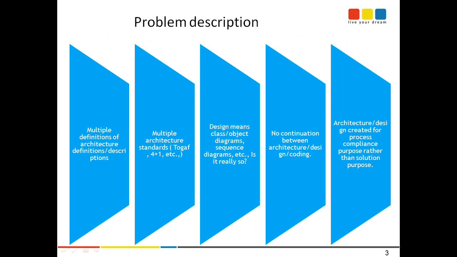Okay, multiple architecture standards, so that is fundamentally problem number 2. So what are the standards we're talking about? TOGAF is one of the standards, right? There are so many standards that fundamentally exist. So which one should you use at an organizational level, a project level, or an individual level?